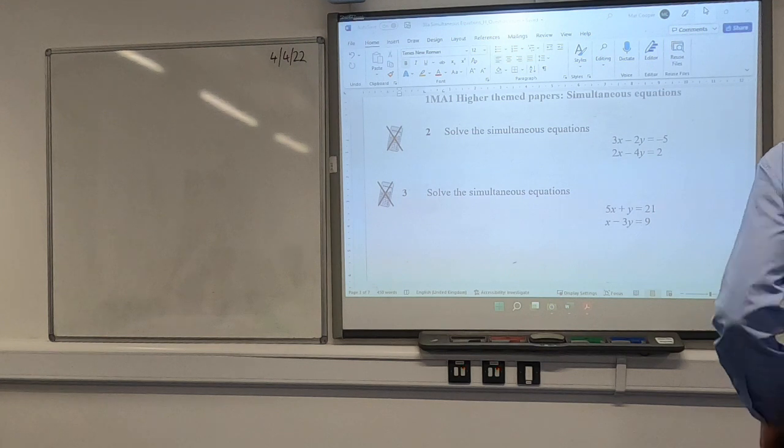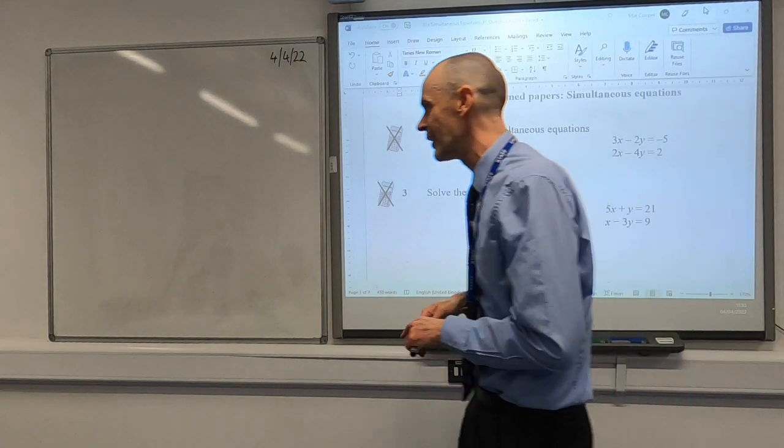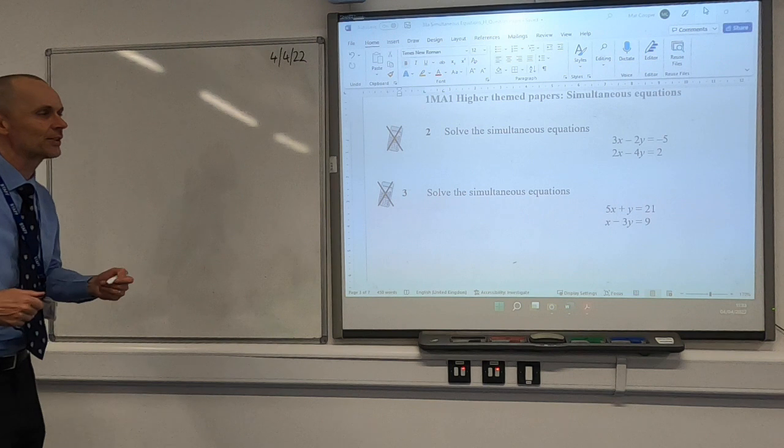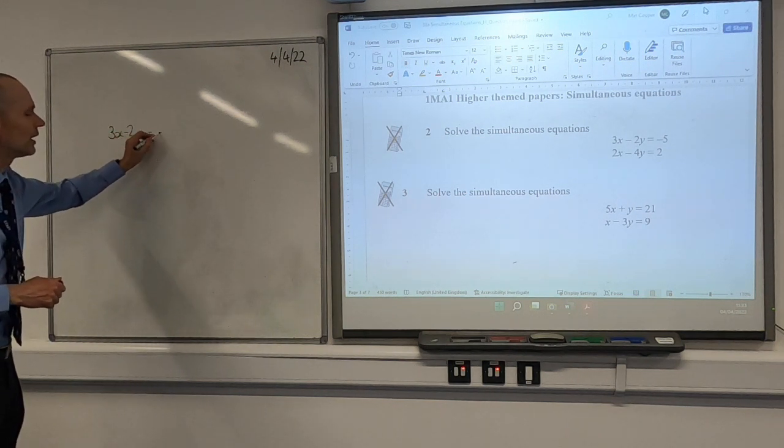So yeah, simultaneous equations mentioned on paper 3. However, as we know, not all simultaneous equations are created equal. So these are sort of basic simultaneous equation questions. So Finn, talk me through how you started the first one.